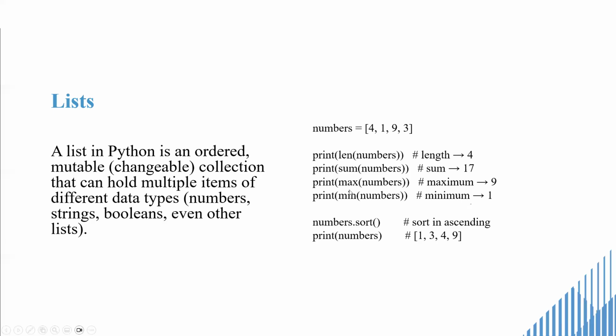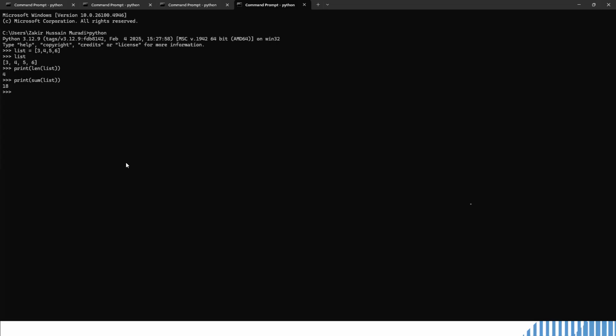You can also get the maximum number and the minimum number. You can say print max, and it is 6 because you can see the maximum is 6. And if I write min in a list, it's 3.